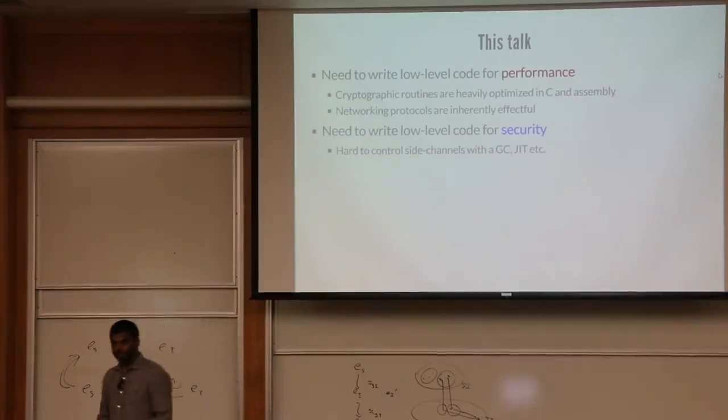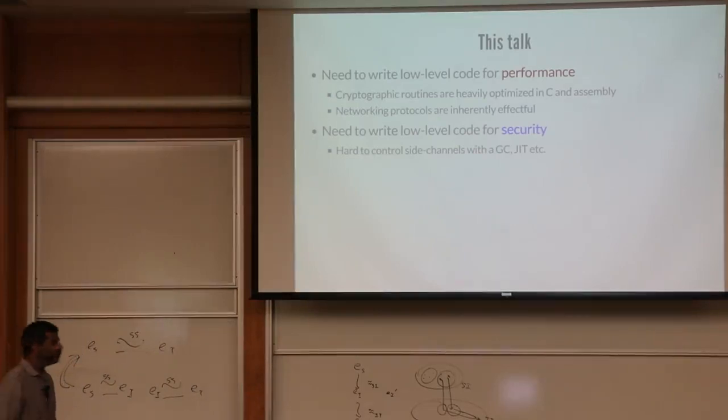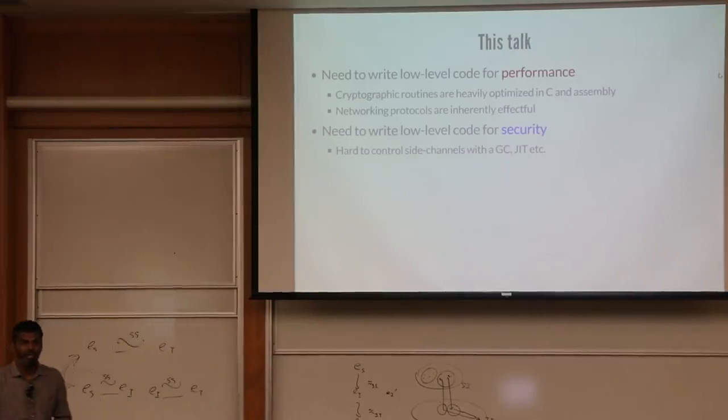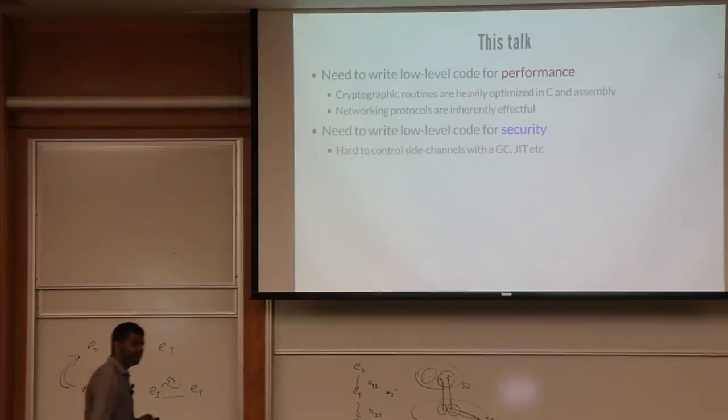But for crypto, the security bar is significantly higher. You also need to worry about things like side channels. And if you're writing in a high-level language, forget it. You're never going to prove anything much about side channels. The GC is going to kick in, or in a case where you have a JIT around, the JIT's going to kick in.